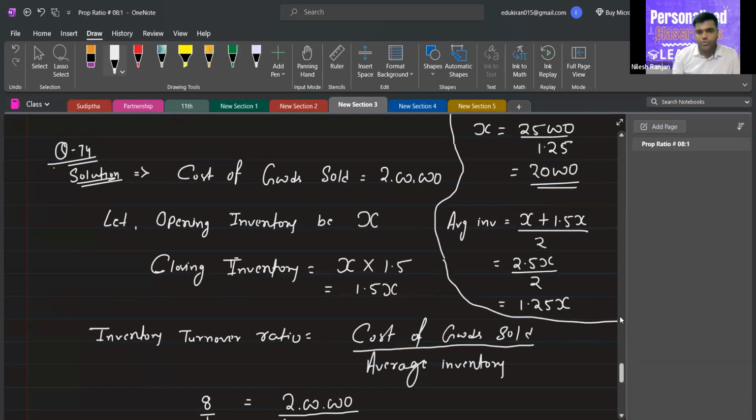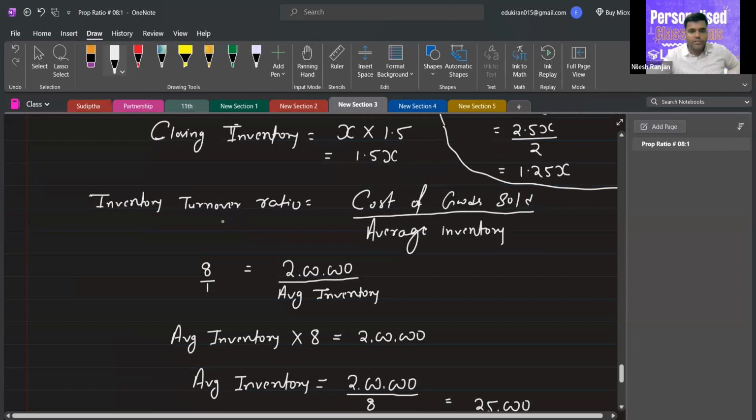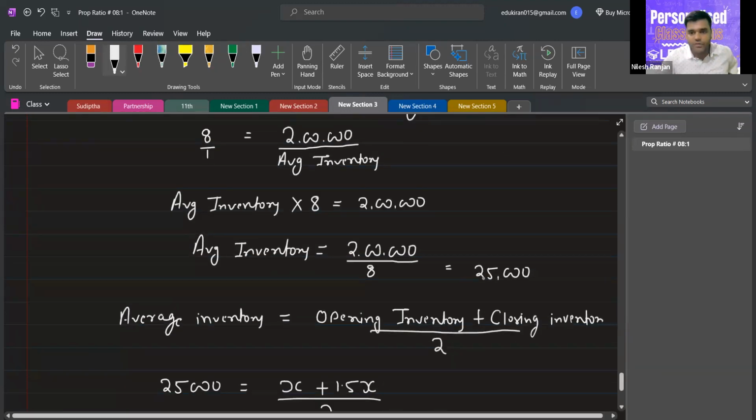Okay, so this is your solution. We have calculated the assumed opening inventory and closing inventory. Then we have calculated our average inventory by using the formula of inventory turnover ratio, because I told you, you will use the formula only when there is only one item missing. In this formula, cost of goods sold is given in the quotient, and inventory turnover ratio is given in the quotient. So there is only one item missing, that is average inventory. We have calculated average inventory by using this formula, that is 25,000.